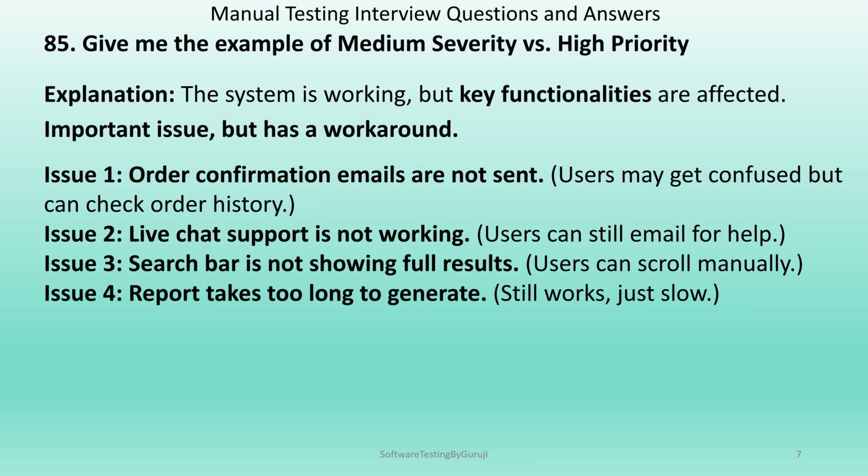Third issue, search bar is not showing full result. Users can scroll manually. Fourth issue, reports take too long to generate. Still worse, just slow. So these are the examples for medium severity versus high priority. Let's move to another question.